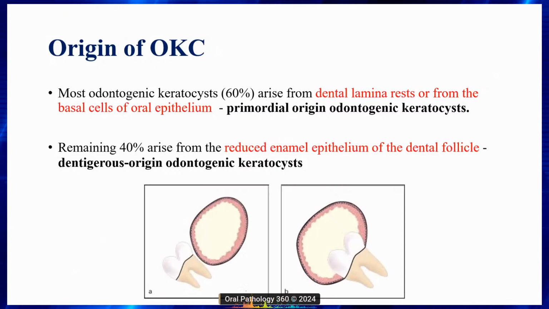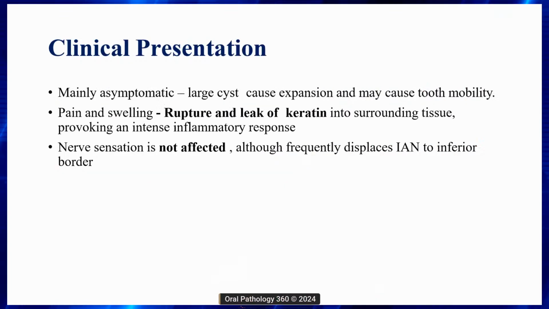The theory of origin of OKC is twofold. 60% of it arises from the dental lamina rests or from the basal cells of the oral epithelium, so it is a primordial origin. And the remaining 40% arise from the reduced enamel epithelium of the dental follicle, that is dentigerous in origin, where the crown of the tooth or part of the tooth is present within the cyst cavity. In others, the tooth is outside of the cavity.